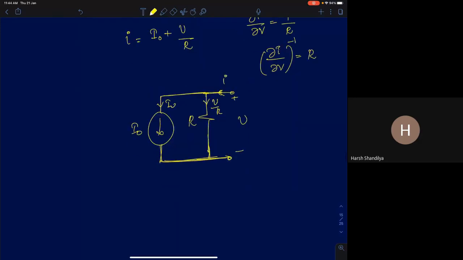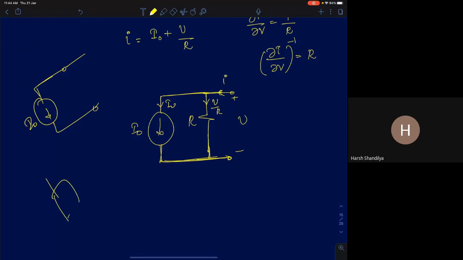If I ask you what is the output resistance of an ideal current source, what will be the answer? It's a two-terminal device, and for any two-terminal device the procedure is the same. It's not 0, right? Infinity? See, how do you find resistance for any two-terminal device?